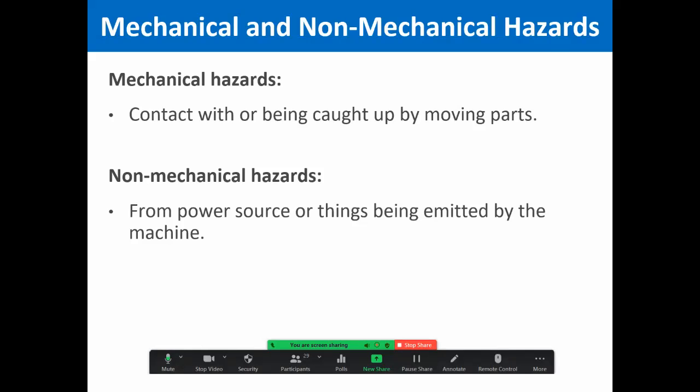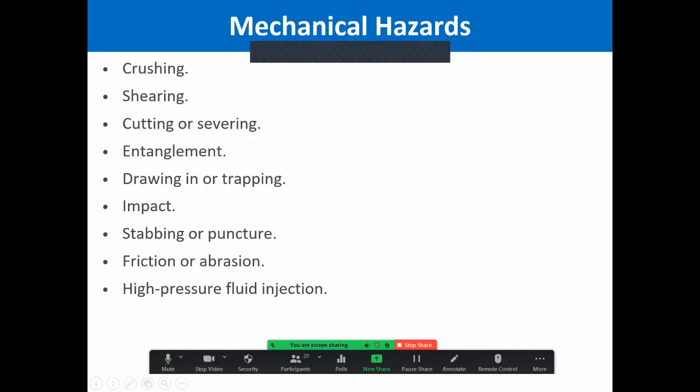What are non-mechanical hazards? Non-mechanical hazards arise from the power source or things being emitted by the machine. They are not part of the physical part of the machine itself, but they consist of the power source or other things as well. Here is a list of common mechanical hazards. Mechanical hazards include crushing. Crushing means when you get crushed between a moving part of equipment or machinery and a stationary part as well.